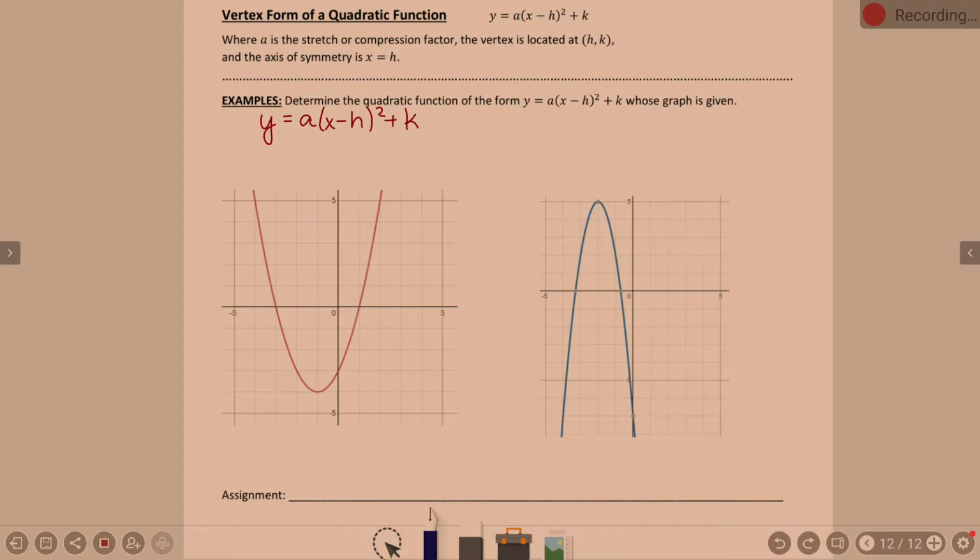What can you observe about this parabola right here? Stretch or compress. Ooh, you're a step ahead of me. Okay, I'm going to come back to that thought. She says it's not stretched or compressed, which is a very important thing to point out. I'm going to come back to that thought.